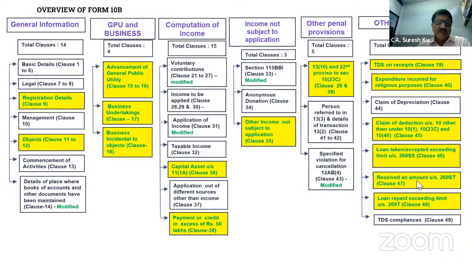And we have to also focus on the clauses which are modified in 10B form, which were there in 10BB in a shorter version, but in 10B in a much larger version. So this is the overview of form number 10B.